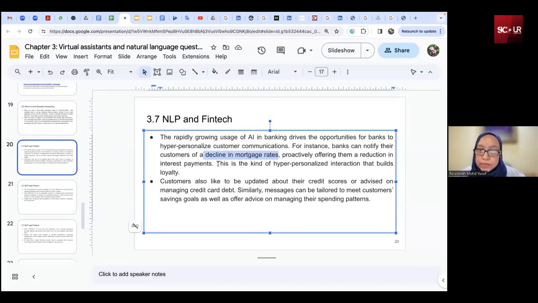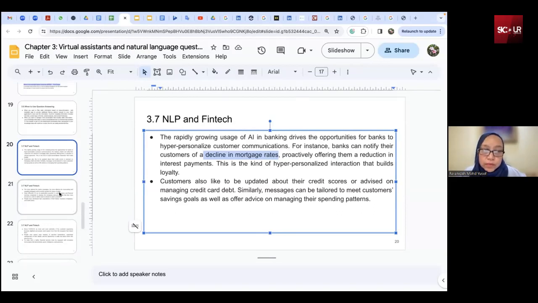So this kind of personalized interaction builds loyalty to the customers. So customers also like to be updated about their credit scores or advice on managing credit or credit card debts. Similarly, messages can be tailored to meet customers' saving goals as well as offer advice on managing their spending patterns.